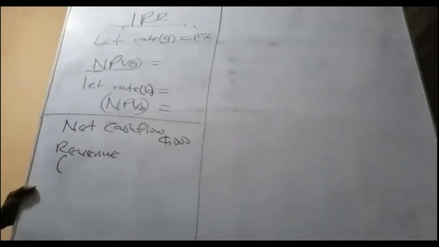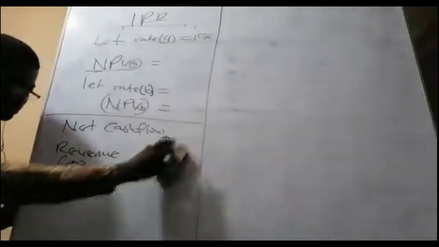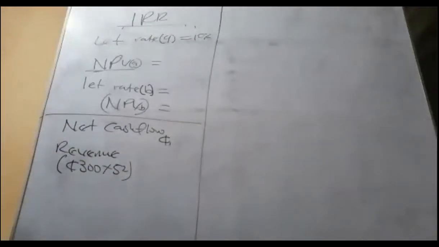So revenue will be, I open a bracket. I said 300 Ghana cedis for 52 weeks, so times what? 52. So what will be the answer? Great.